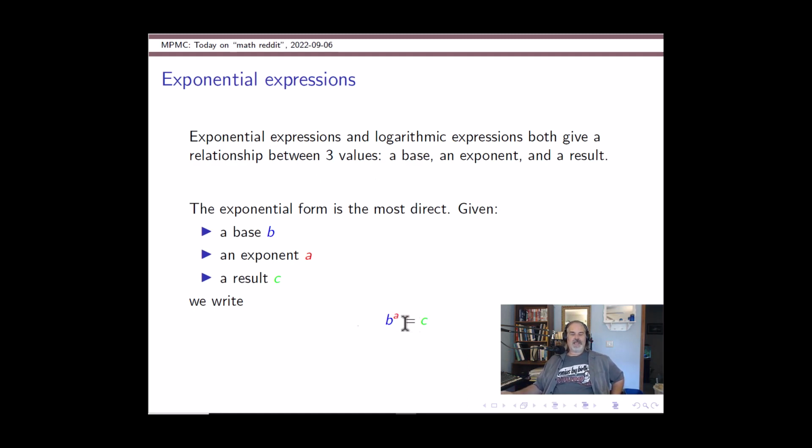B to the A equals C, right? This ties together three values. There's a base, there's an exponent, and there's a result that comes about when you take the base and raise it to that exponent. This is the normal setup for these. When we switch over to logarithmic notation, we're still relating these three values just in a different way.